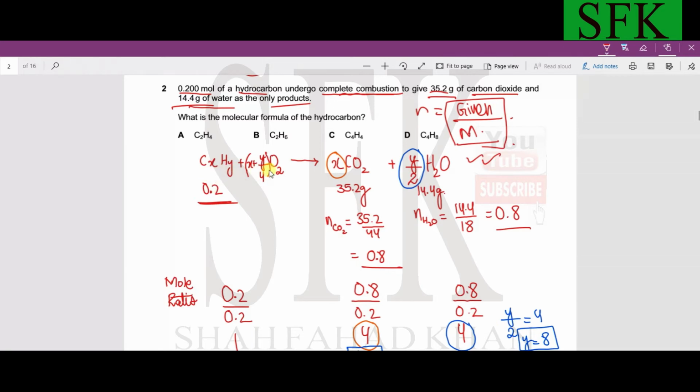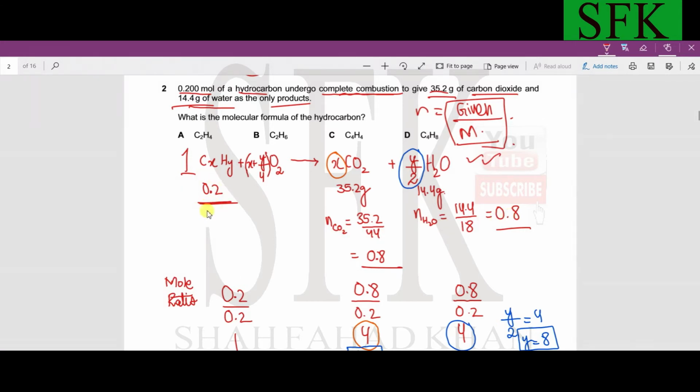Now, in this equation, these x and y upon 2 represent the simplest mole ratio with 1 mole of the hydrocarbon, which is unknown here. This means that 1 mole of this hydrocarbon produces x moles of carbon dioxide, and 1 mole of the same hydrocarbon will produce y upon 2 moles of water. For this, you need to calculate the simplest mole ratio of the actual moles given in the question.